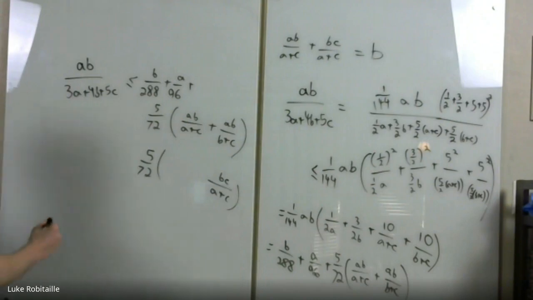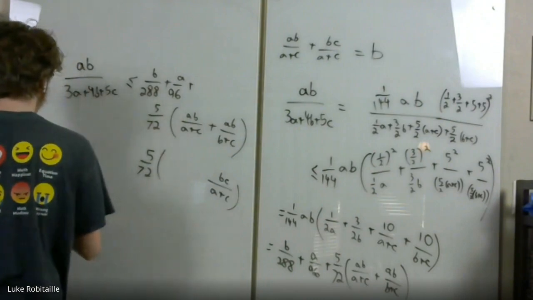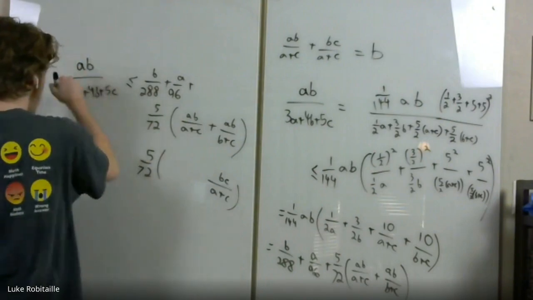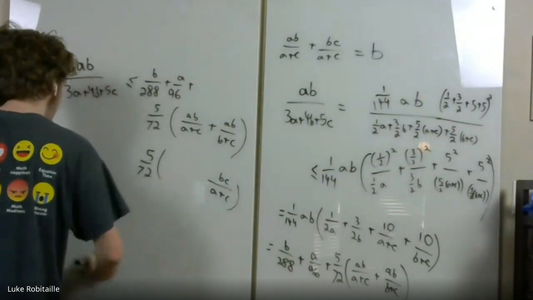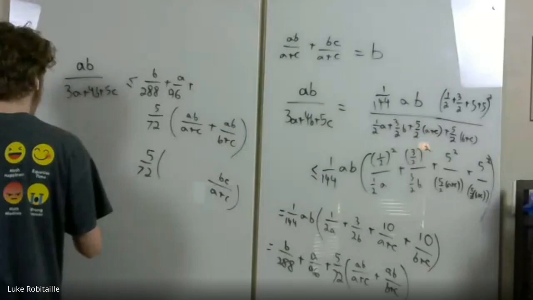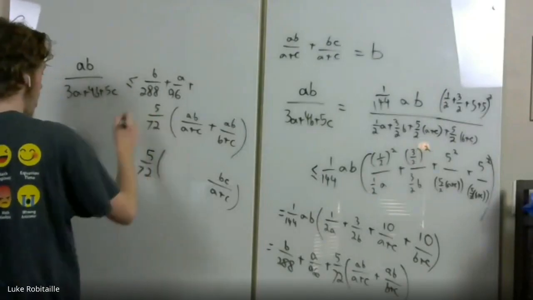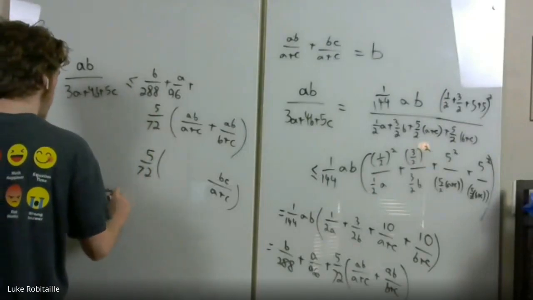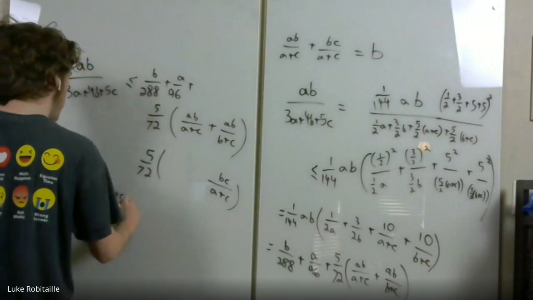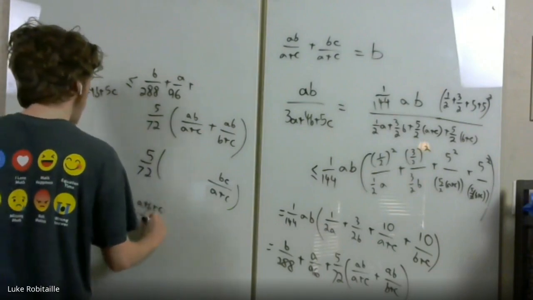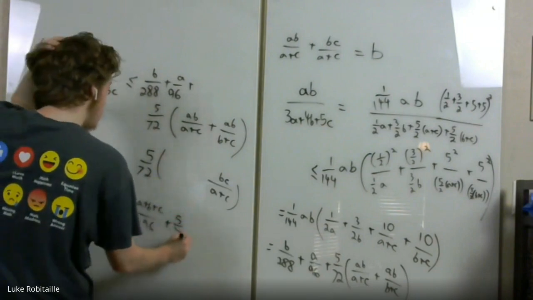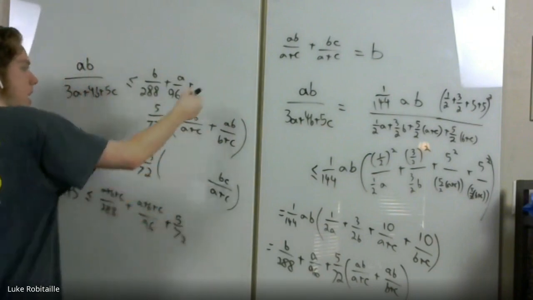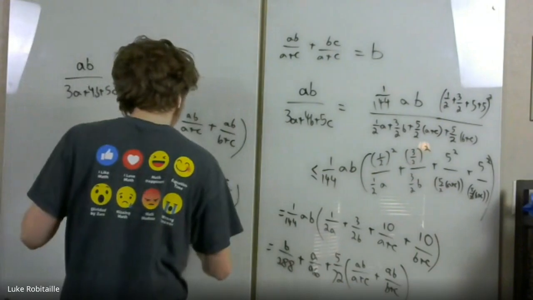When we add it cyclically, we get that the sum of the original left-hand side of the inequality is less than or equal to (A plus B plus C) over 288 plus (A plus B plus C) over 96 plus 5/72. We get a B and we'll get a C and we'll get an A from just adding the stuff up.